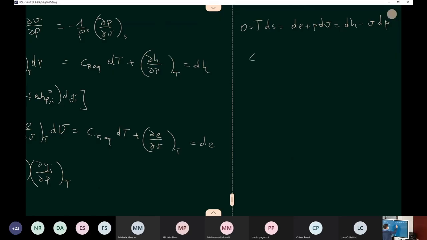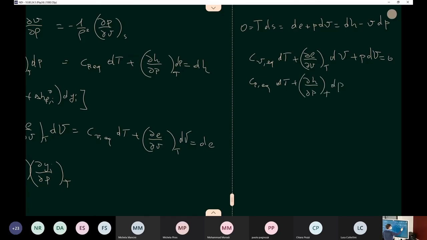That means Cv equilibrium dT plus dE dV at constant T, plus pdV, equals zero. And the other one will be dH, so dH is Cp dT plus dH dP at constant T dP minus v dP, equal to zero.